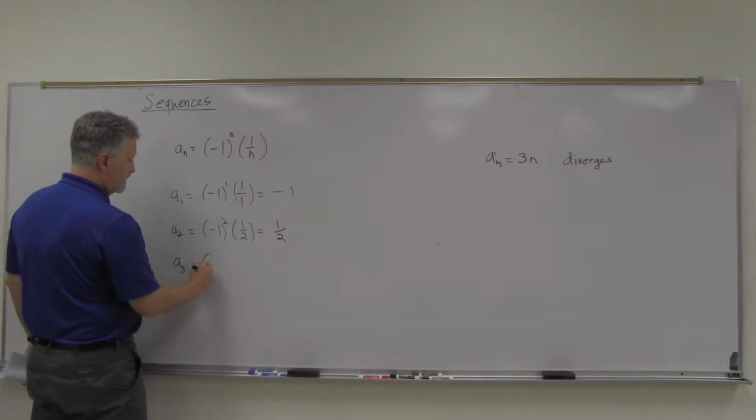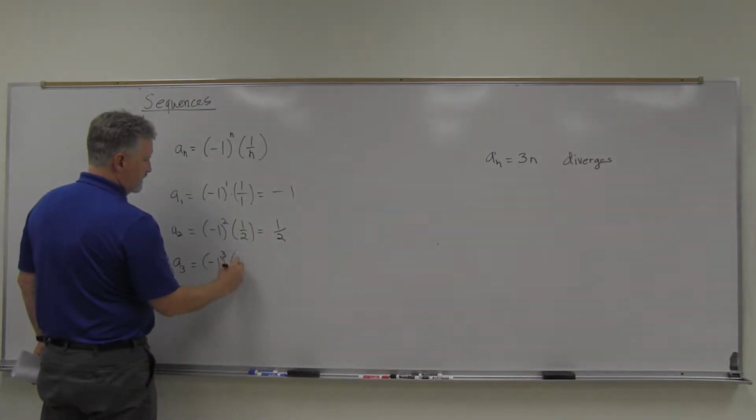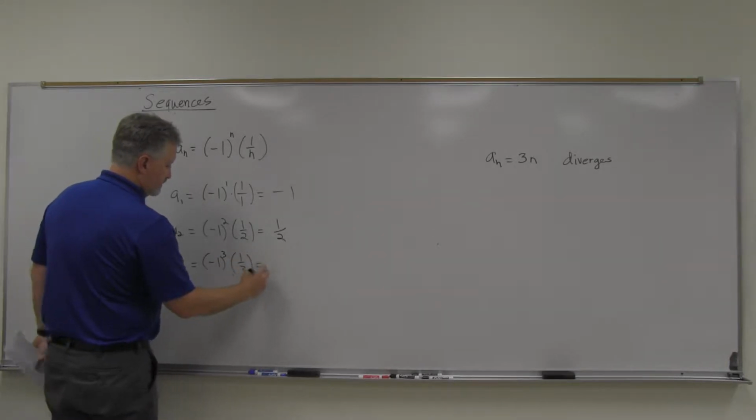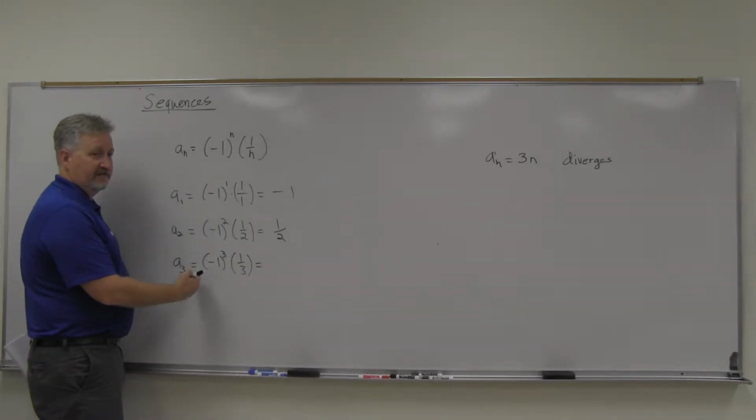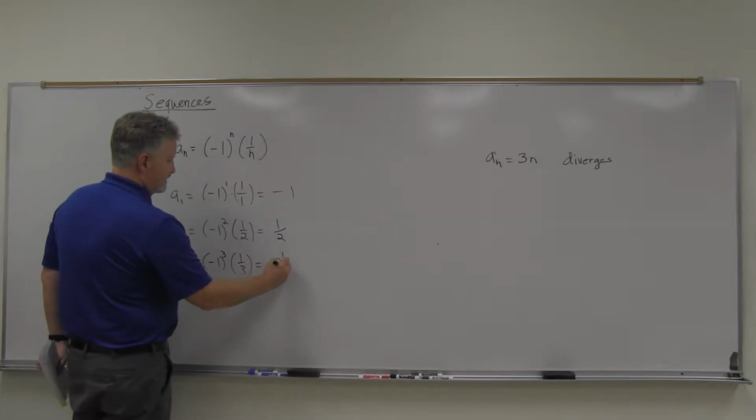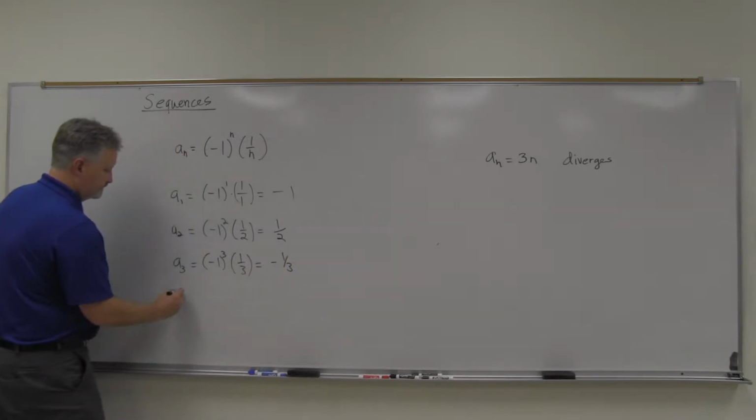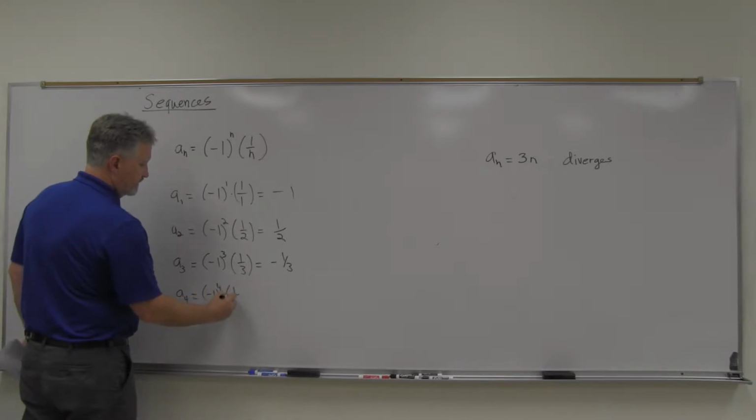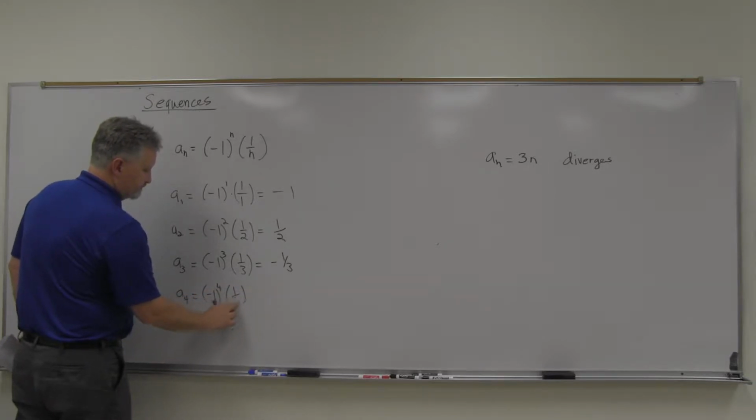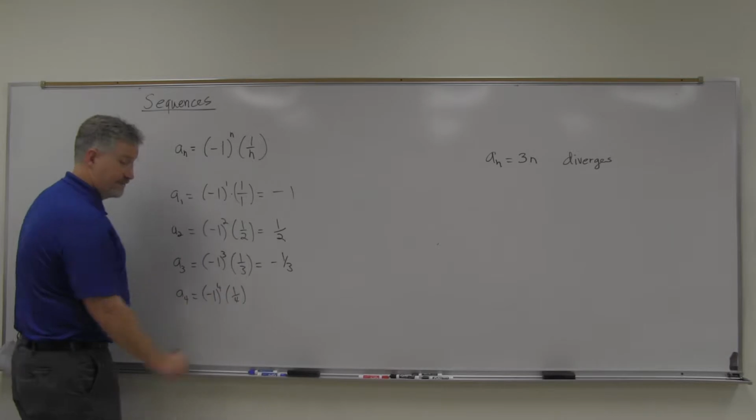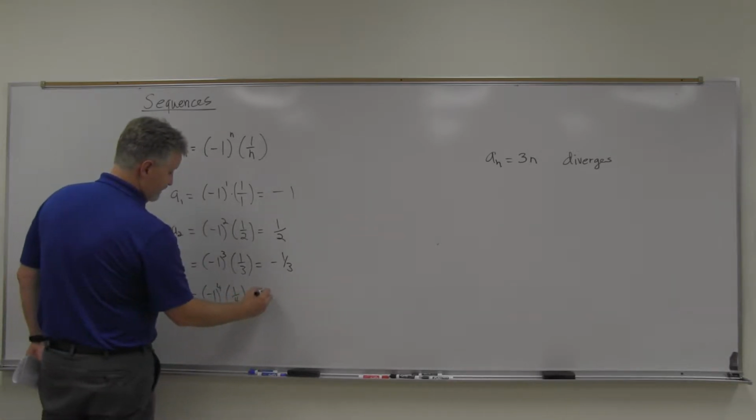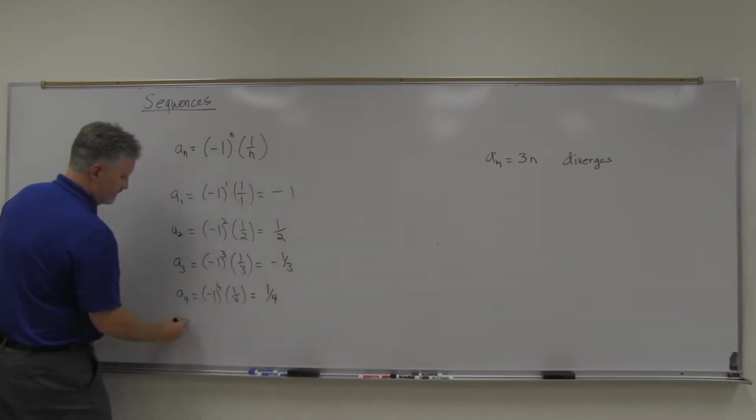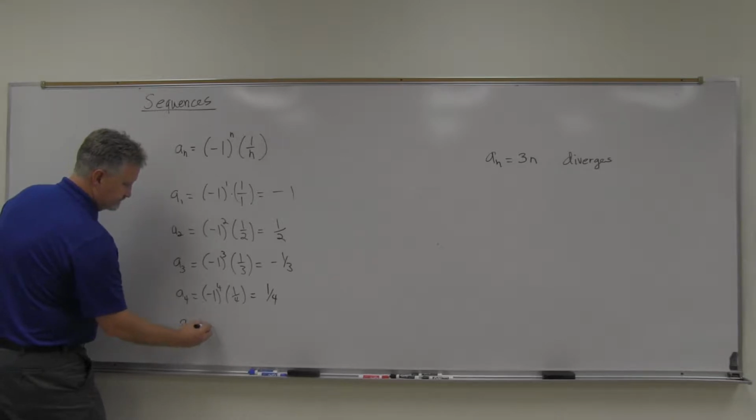And then A3 is negative 1 to the third times 1 over 3. Well, we're back to negative, aren't we? Because you got negative 1 cubed. So you're back to a negative 1/3. And I think you can see the pattern here. If we do 4, we've got negative 1 to the fourth, which is positive 1. So we're back to a positive.